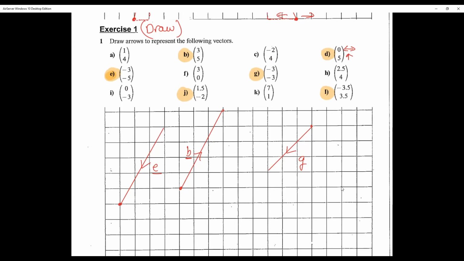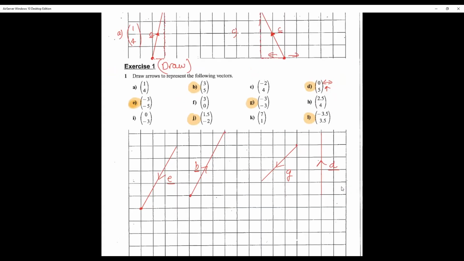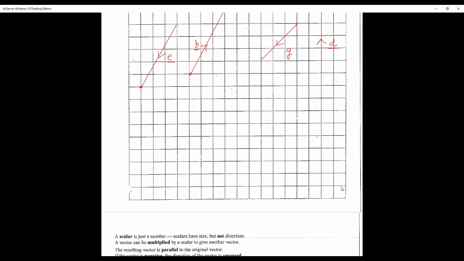You got 0 along there, and you got 5 up. So you're going to draw a line, literally 5, and that's going to be called vector D. So 1, 2, 3, 4, 5. Absolutely lovely. Good. So if you have a 0 in any of the coordinates, then for that particular one, you don't go across, you just go straight up. And that's it. That's an example. That's enough good examples there.